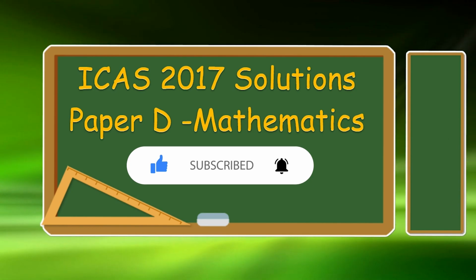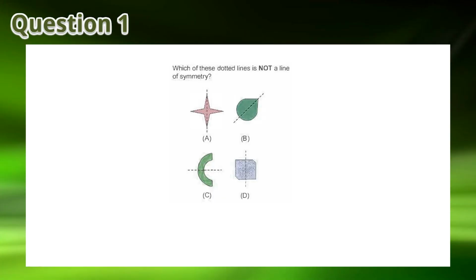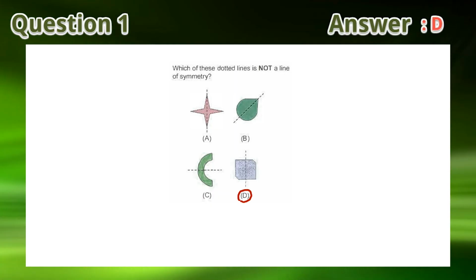Let's move on to the solutions. A line of symmetry is a line that cuts a shape exactly in half. This means that if you were to fold the shape along the line, both halves will match exactly. Only shape D does not have this property.